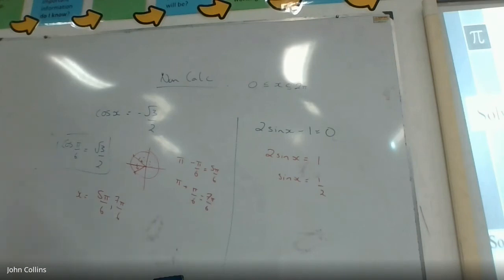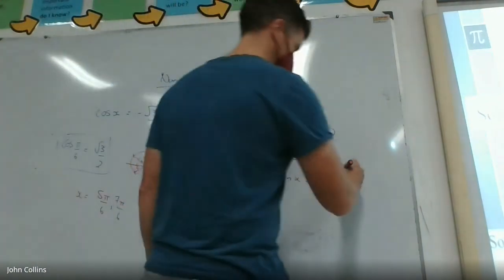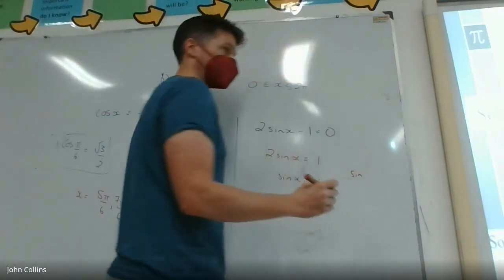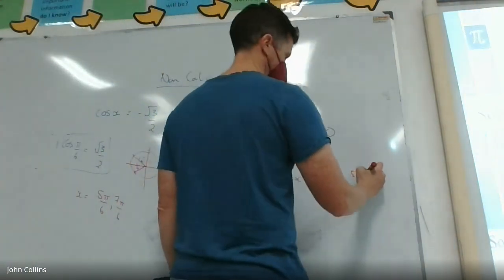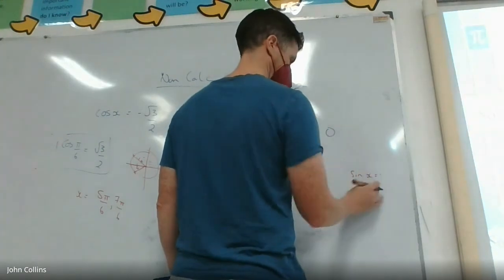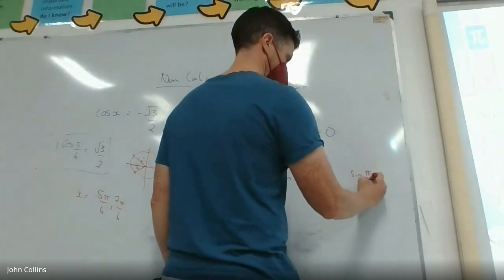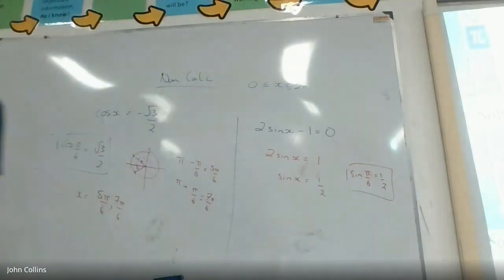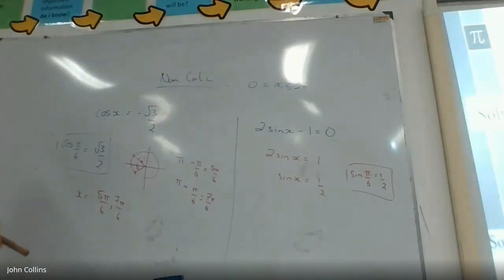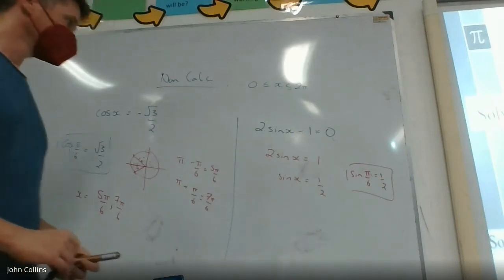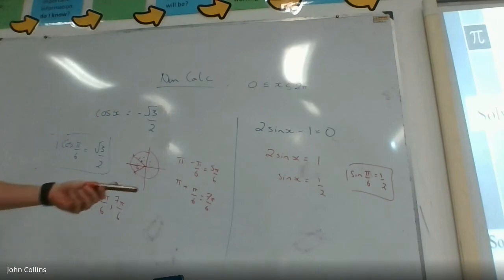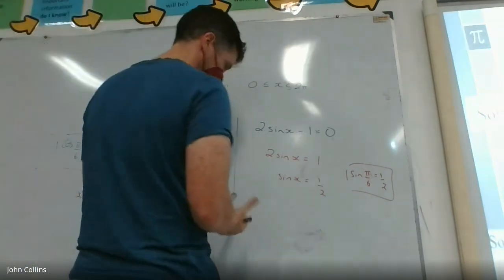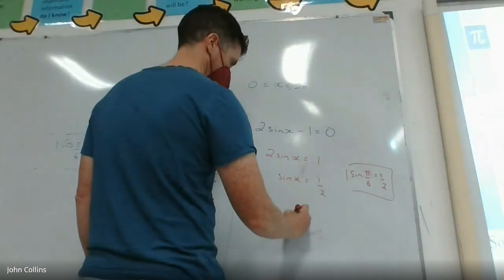Sine x is a half, what's my reference angle there? Pi over 6 again. I know that for sure. And you can keep going back to your table. It's not an exam, but if it's in the exam, you're going to have to remember these. So sine of pi over 6 is equal to a half. Does that mean my answer is pi over 6? Well, yeah. x is pi over 6.